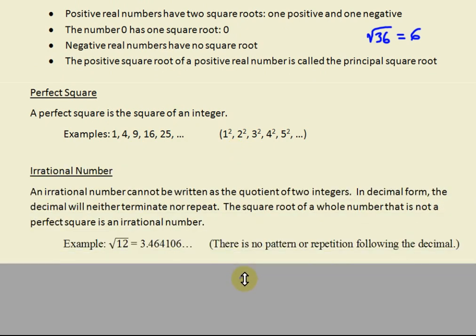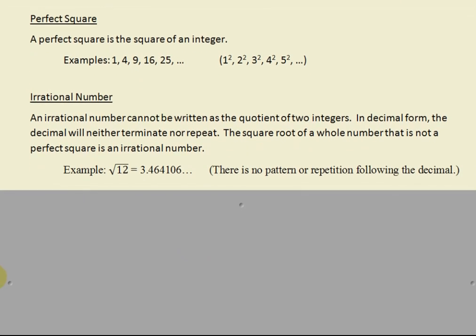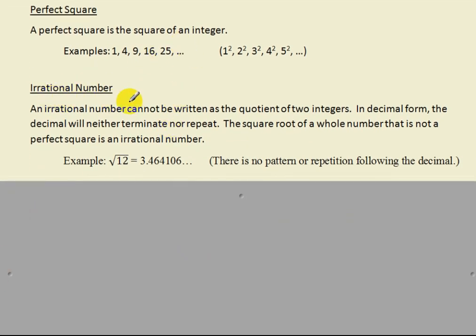Okay, we've looked at different types of rational numbers. Now we'll look at irrational numbers. An irrational number cannot be written as the quotient of two integers. In decimal form, the decimal will neither terminate nor repeat. And the square root of a whole number that is not a perfect square turns out to be an irrational number. So if we look at, for example, the square root of 12.